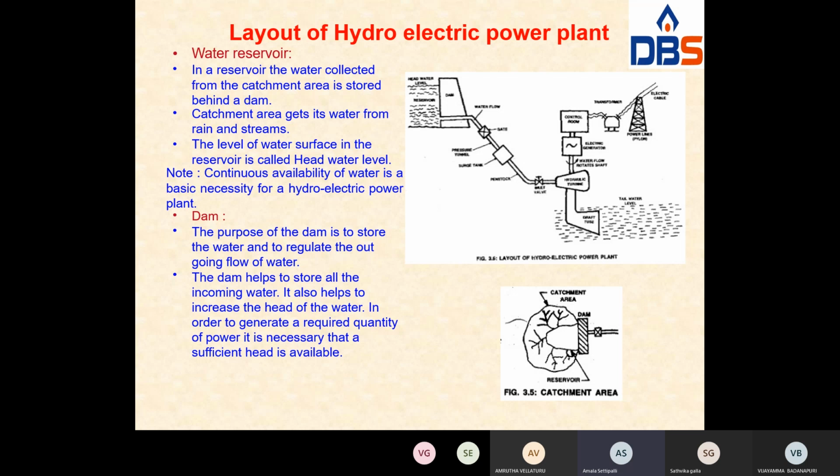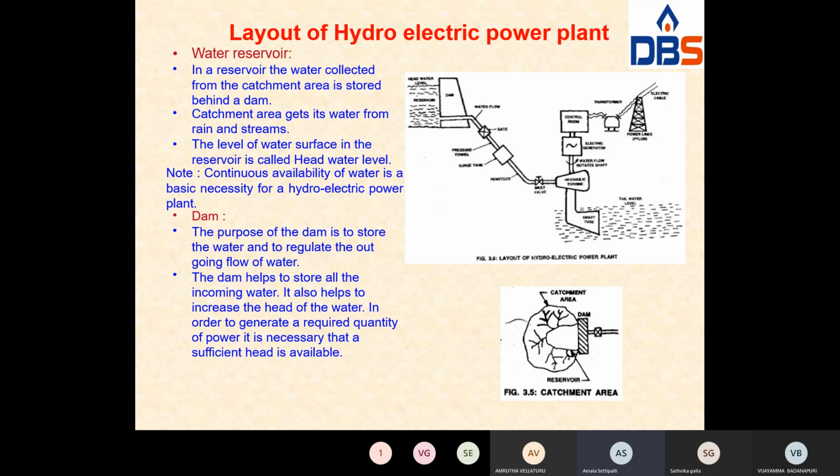The dam helps to store all the incoming water. It also helps to increase the head of the water. If you do not construct the dam, the water will not be stored. That means the water will flow to other places. That's why you must construct a dam.